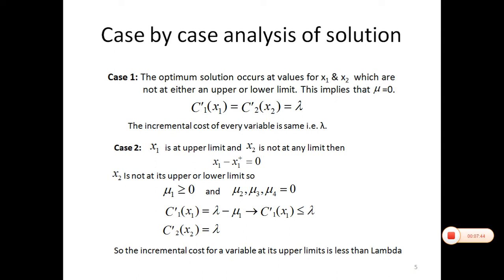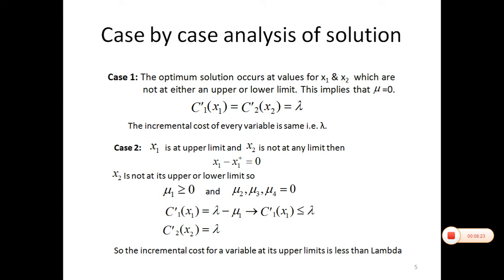In case 2, the requirement is that one of the independent variables should be at its upper limit and another one should not be at either of its limits. So when we put x1 at its upper limit and x2 is not at any limit, then x1 minus x1 plus will be equal to 0. And x2 is not at its upper or lower limit, so it means that your mu1 should be greater than or equal to 0, and the other variables mu2, mu3, mu4 should be equal to 0. We have to put those equal to 0 because that variable is not at either upper or lower limit.